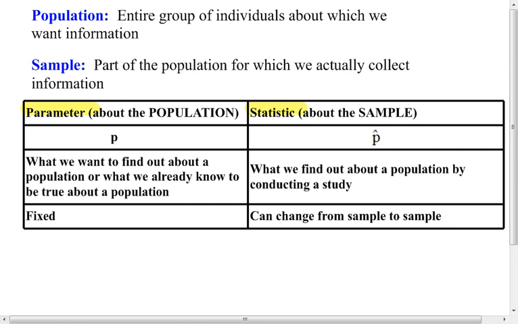And then we need to talk about two new words, parameter and statistic. Parameter is anytime you see a number reported about the entire population. If it's about the entire population, then it is a parameter. Sometimes it's what we want to find out about them, and sometimes it's what we already know about them. But either way, if it's about the population, it's a parameter. If it's about just a sample or a subgroup of the population, then it is a statistic. Okay?